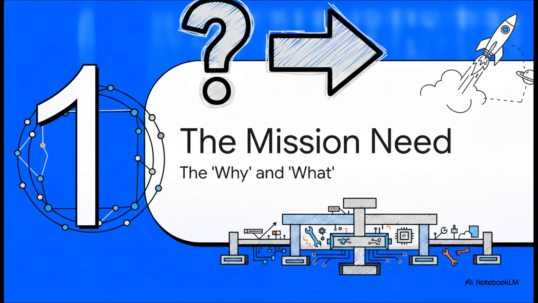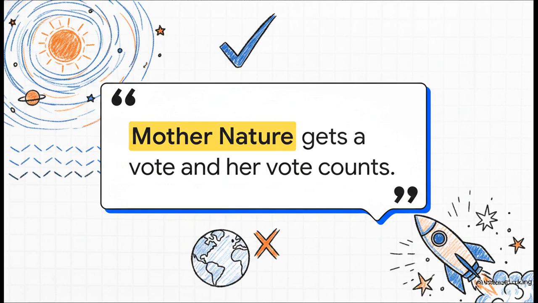All right, section 1, the mission need, the why and the what. Before we actually look at the requirements, I really want to anchor our whole discussion with this profound quote right from our source material. It goes, "Remember, Mother Nature gets a vote and her vote counts." And wow, is that true? Space is just a relentlessly unforgiving environment. We're talking absolute vacuum, wild temperature swings, intense radiation, and these immense vibrations during launch. So every single requirement we draft is basically answering to Mother Nature's ultimate test.